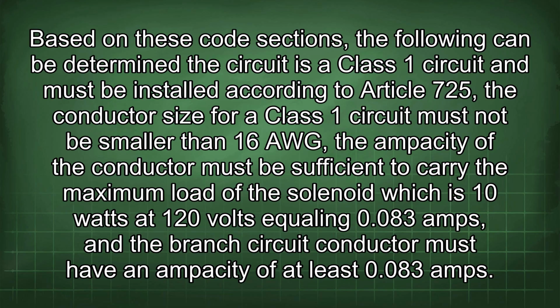Based on these code sections, the following can be determined: the circuit is a Class 1 circuit and must be installed according to Article 725. The conductor size for a Class 1 circuit must not be smaller than 16 AWG. The ampacity of the conductor must be sufficient to carry the maximum load of the solenoid, which is 10 watts at 120 volts equaling 0.83 amps, and the branch circuit conductor must have an ampacity of at least 0.83 amps.